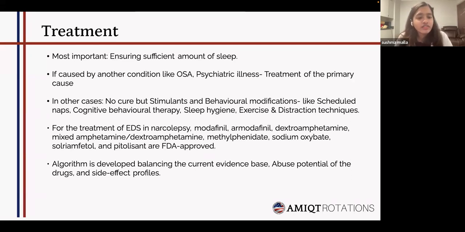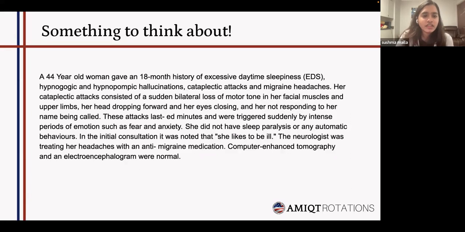For the treatment of EDS in narcolepsy, modafinil and armodafinil are some of the drugs that are FDA approved. This algorithm is developed balancing the current evidence base with the abuse potential of the drugs and side effect profiles. So we have to understand all of this, and we have to suggest a drug. Now, after all of this discussion, I would like to ask a question about a case that I've read.